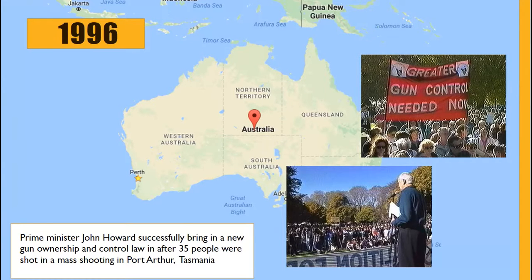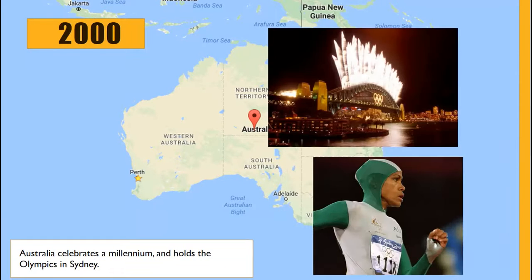In 1996, Prime Minister John Howard successfully brings in a new gun ownership and control law in Australia after 35 people were shot in a mass shooting in Port Arthur, Tasmania. In the 2000s, Australia celebrates the millennium and holds the Olympics in Sydney.